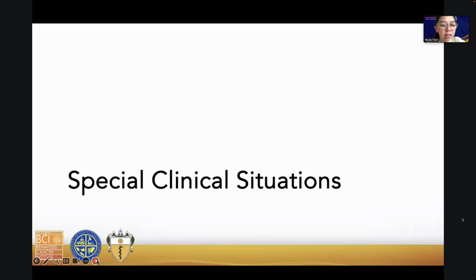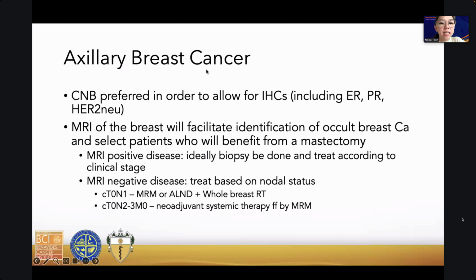So for special clinical situations, we'll go through them. Axillary breast cancer. If you have a patient with no suspicious findings on the breast and just an axillary mass, core needle biopsy is preferred so that we can request IHCs. And if you have no findings on mammogram and ultrasound, MRI of the breast would help us determine if there's any occult breast cancer. In MRI positive disease, ideally we also biopsy the breast mass and treat according to clinical stage. But in MRI negative disease, we treat based on nodal status.